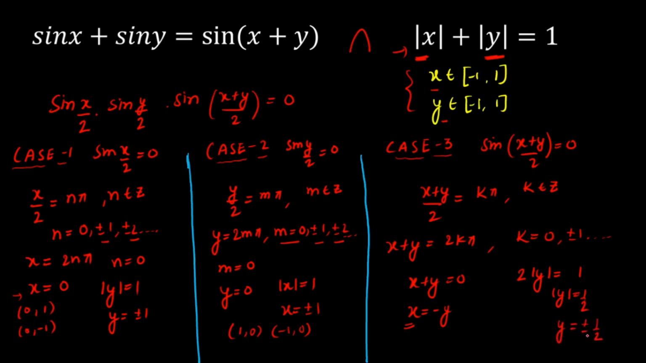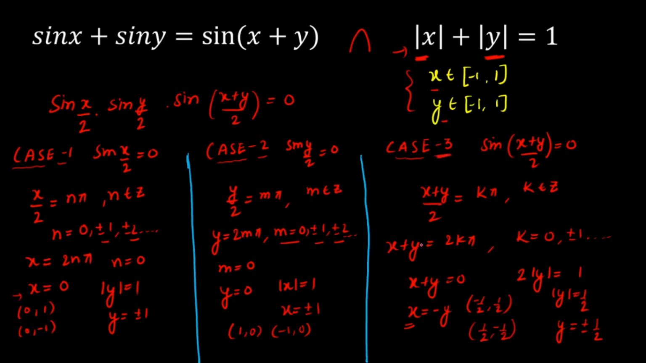Similarly, if y is positive, x is negative, and if x is positive, y is negative. So again I got two ordered pairs. The ordered pairs are, when y is positive, x is negative, so minus half comma half, and when x is positive, y is negative, so as you can see, half comma minus of half. So I got two ordered pairs from case 3.